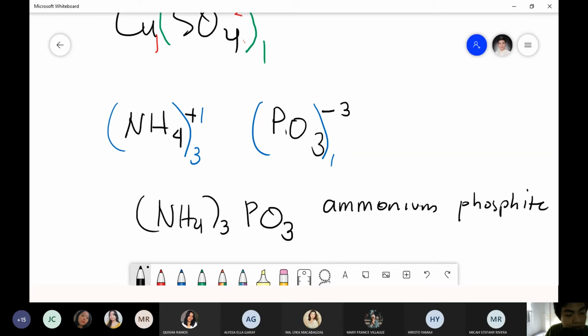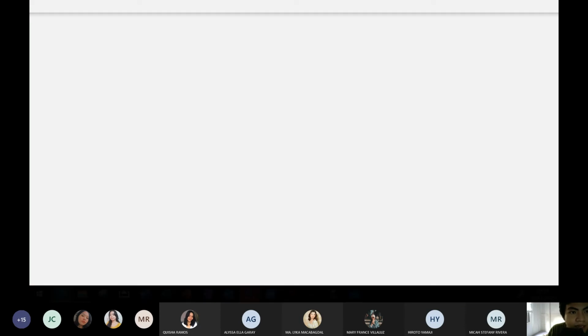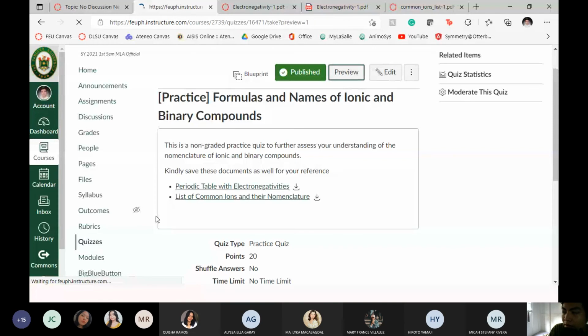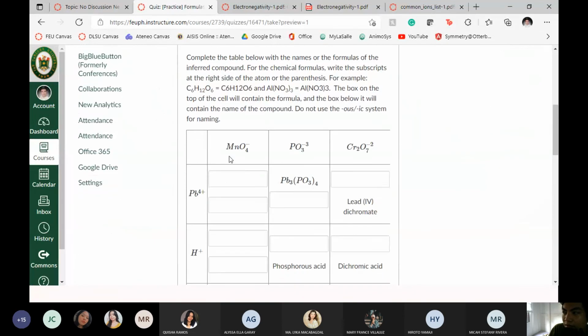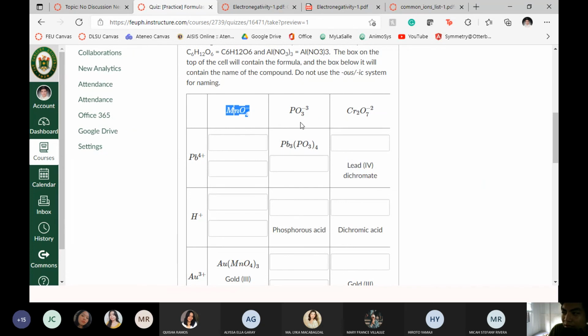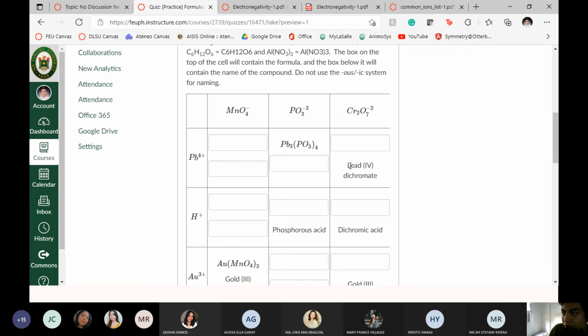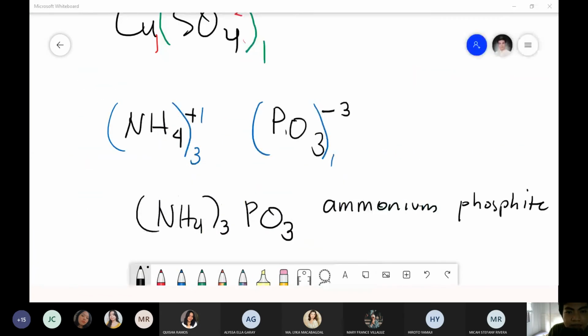To make that easier, you can just print out the PDF file I uploaded in Canvas, and you can try to answer the practice quiz. Let's take a preview again. So the practice quiz looks like this. You have your ions here. You have to name them accordingly. These are your cations, and then you do the crisscross. So you will get the formula, and below here you can type your names. You should follow the method that is indicated here. So, just practice on that.